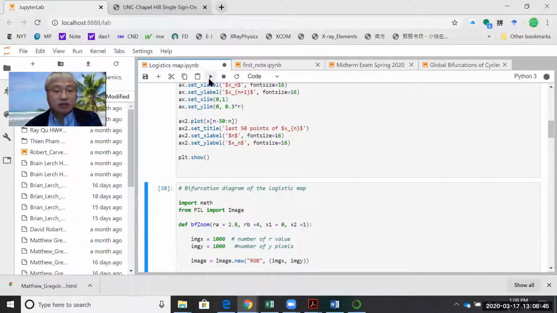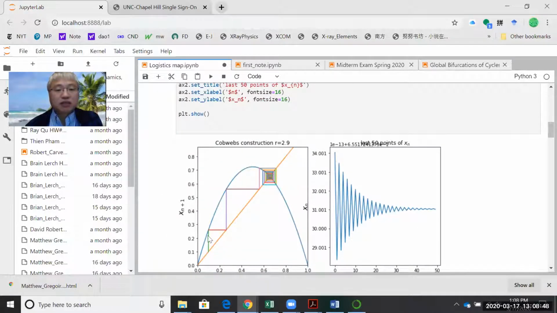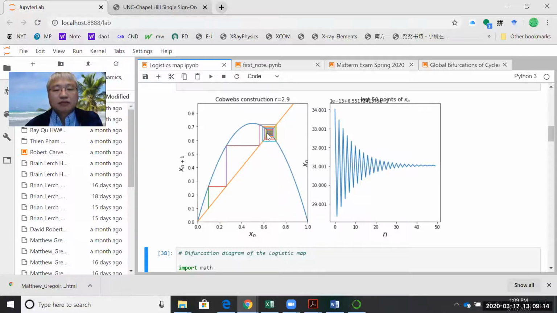The fixed point is still stable, but now it takes a longer time to converge. You can see this is the last 50 iterations of the 300 iterations, and it's still not quite convergent yet, but it eventually converges to that fixed point, which is at this place.